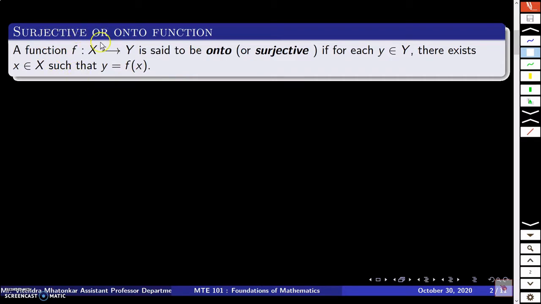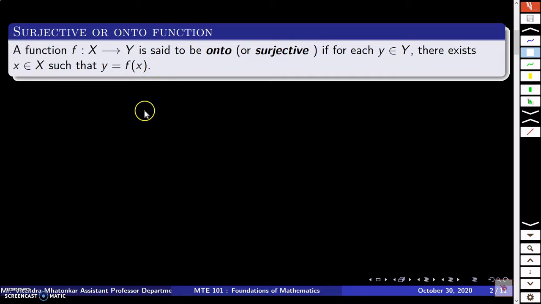A function f from the set X to the set Y is said to be an onto function or a surjective function if for each point y in the codomain, that is the set capital Y, there exists a point x in the domain, which is capital X, such that f of x is equal to y. That means no matter which point in the codomain you pick up, you will be able to find one point in the domain which is mapped to that point in the codomain, right?